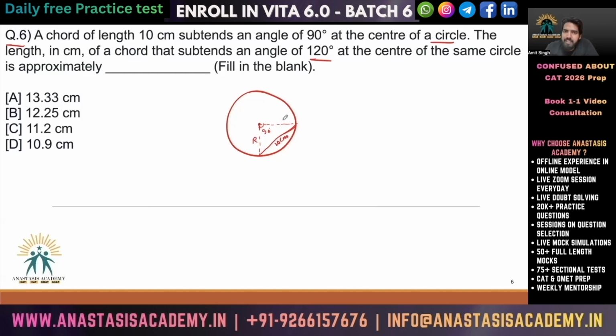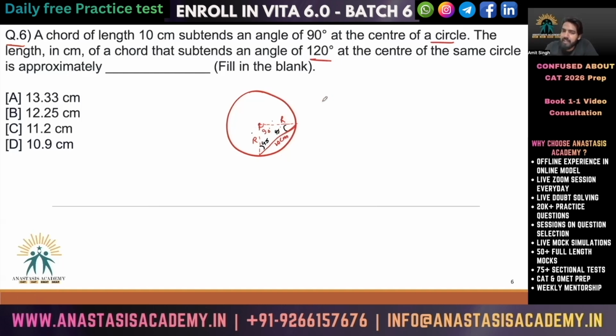Because we know these are radii, these two angles are also equal because it's an isosceles triangle. So this angle would be 45. This angle would also be 45. Now it's a 90, 45, 45 triangle. So the ratio of sides would be 1, 1, root 2.